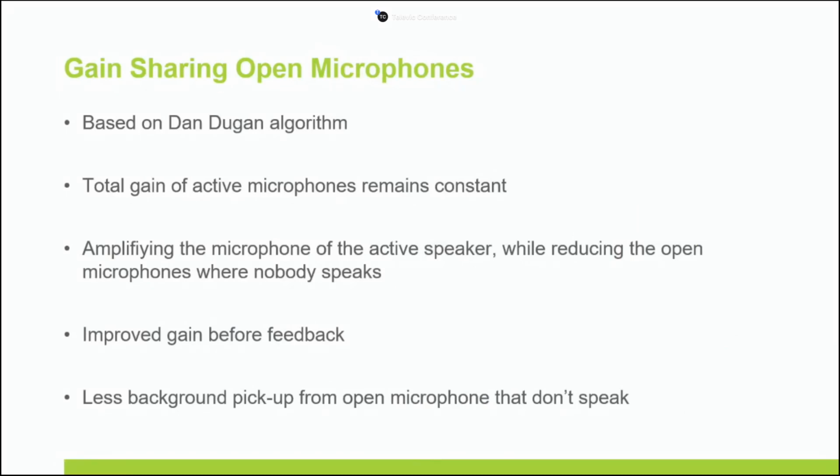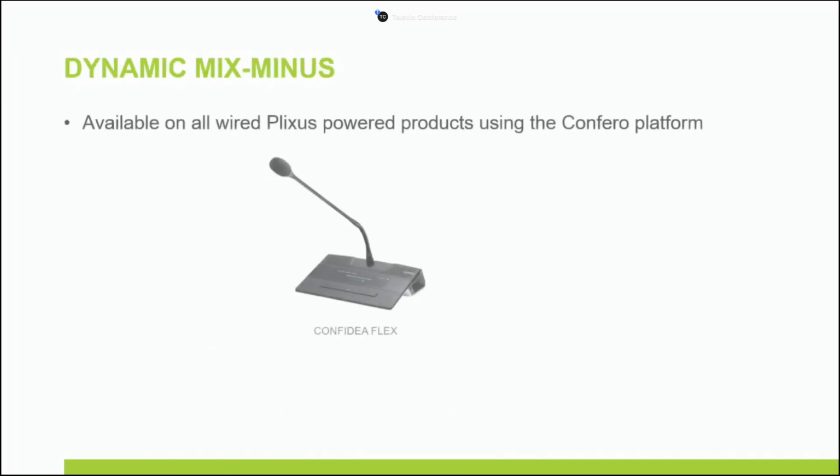As mentioned, it's based on a Dan Dugan algorithm. Total gain of the active microphones always remains constant. And then basically you're amplifying the microphone of the active speaker and also reducing open microphones where nobody participates in the conversation. In general, this has the advantage that you have an improved gain before feedback, and also less background noise pick up from microphones that stay open or persons that don't speak at a certain point in time. We believe that's really a very good enhancement that is also provided on the solution.